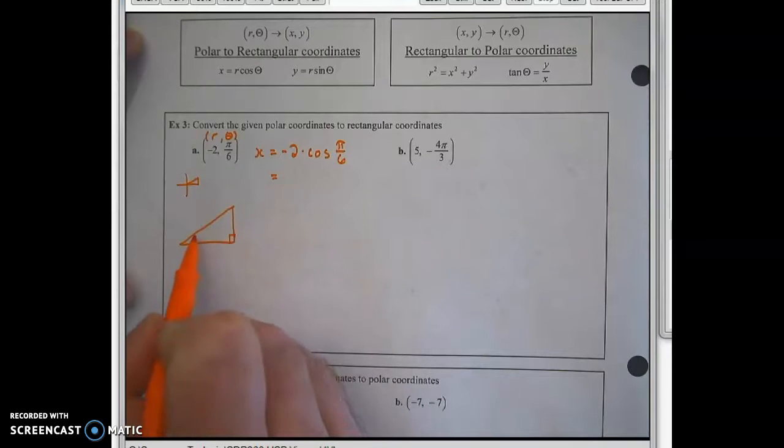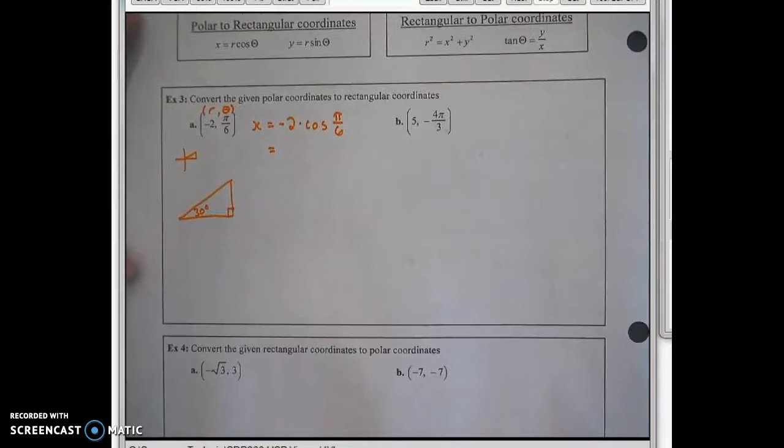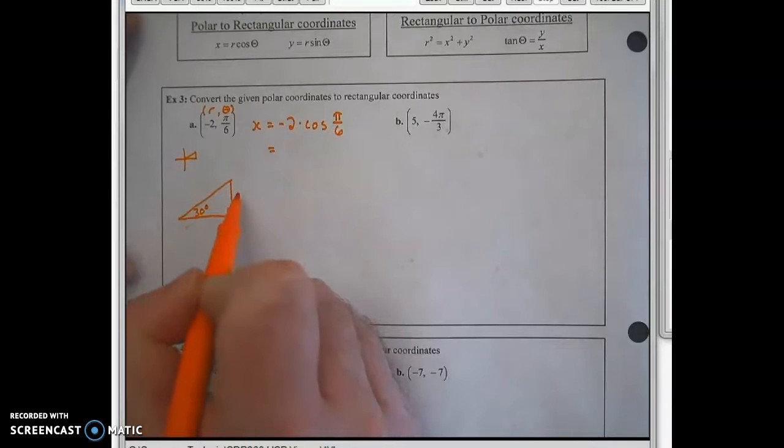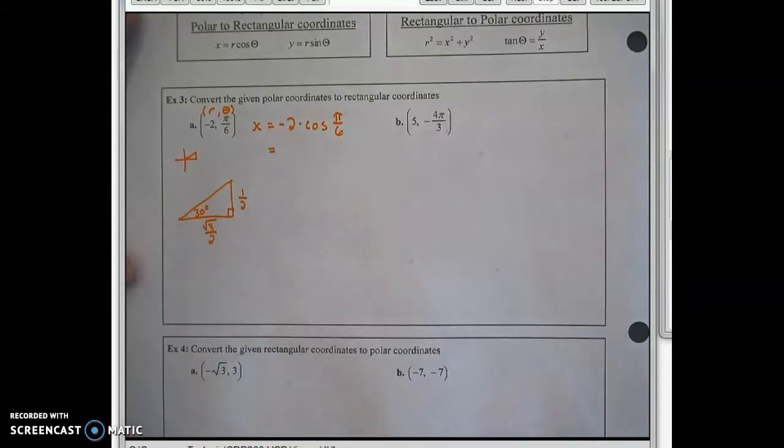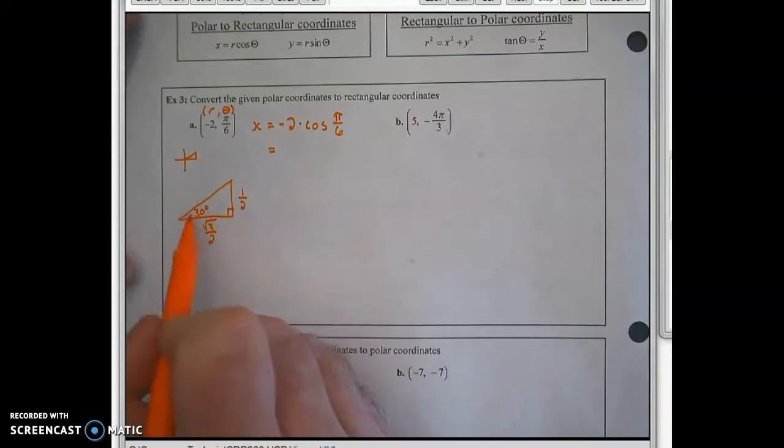Right angle, I've got a reference angle of 30 degrees. All right, so if this is the 30, opposite the 30 is 1/2. That's a 30, so that's a 60. Opposite the 60, square root 3 over 2. Do I have any negatives? Nope, we're in quadrant 1.